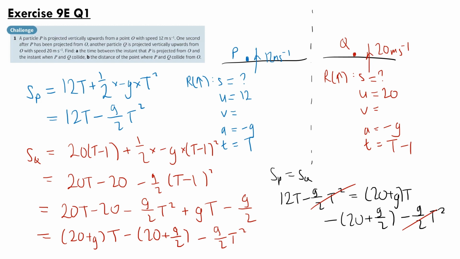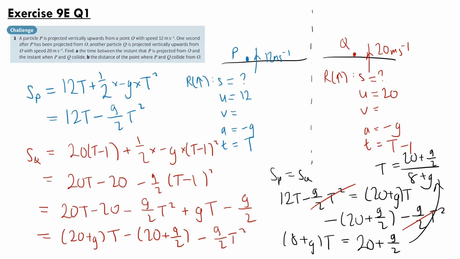And if we take the 12t onto the other side, we have 8 plus g t, and taking the minus 20 plus g over 2 to the other side, we have 20 plus g over 2 here. And so we have that t is equal to 20 plus g over 2, over 8 plus g. And using g equals 9.8 and plugging that into your calculator, you should get that t is equal to 1.4 seconds to 2 significant figures.